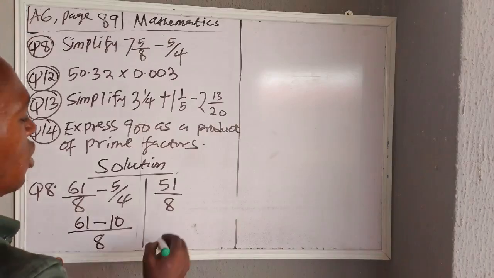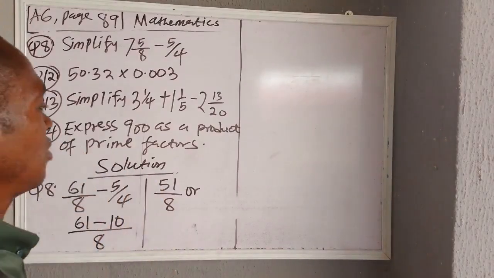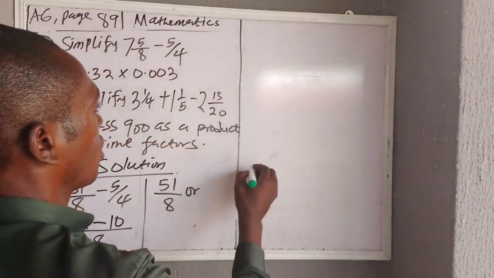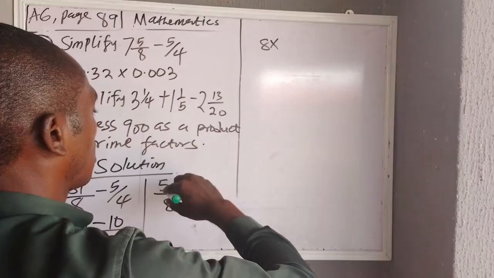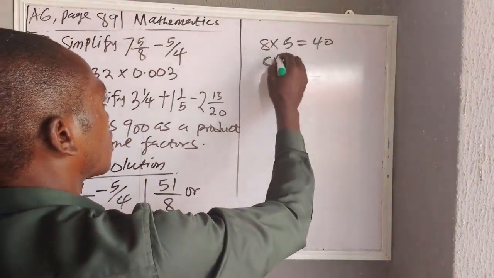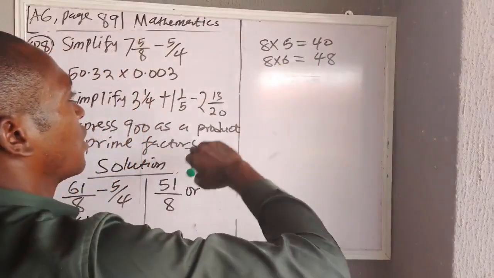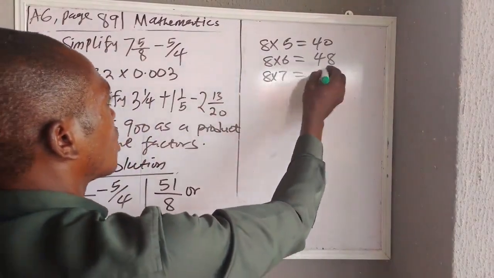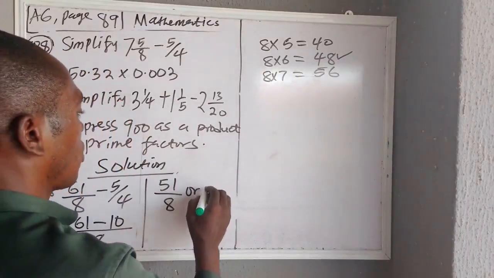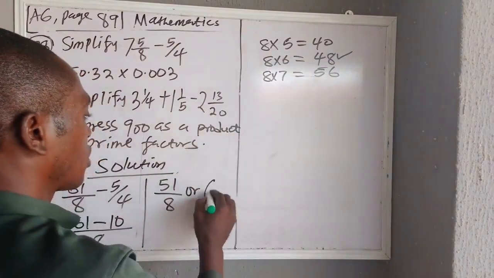So this is what you have. You can have this as your answer, or divide 8 into 51. How many 8s are in 51? If you try 8 times 5, you get 40. 8 times 6, you get 48. If you do 8 times 7, you get 56, which is more than this. So the closest one is 48. So how many 8s are in 51? There are 6 whole number.